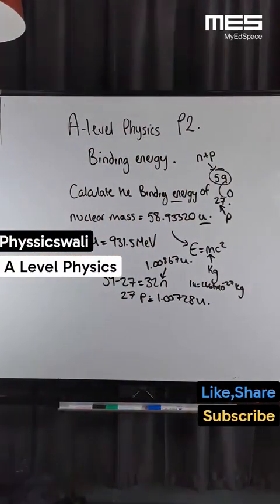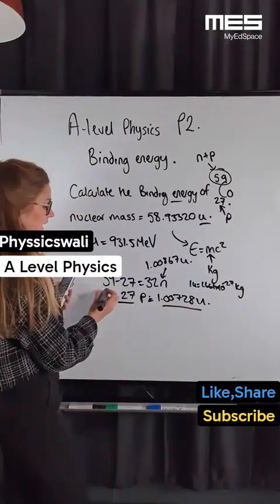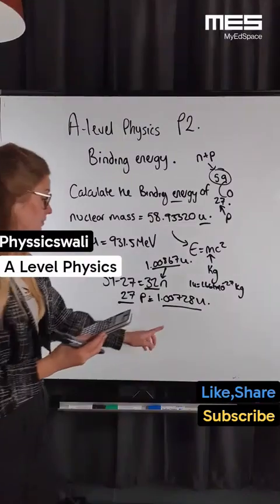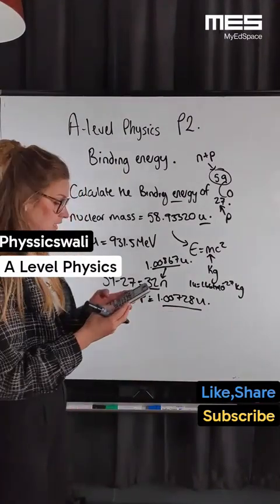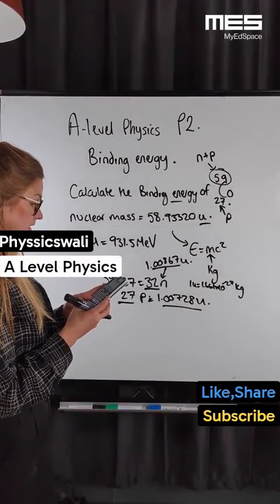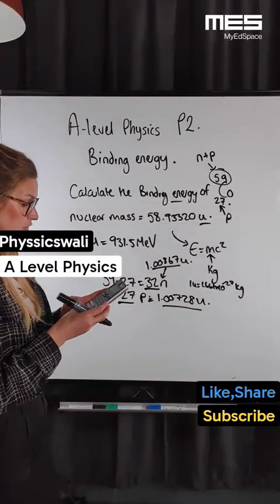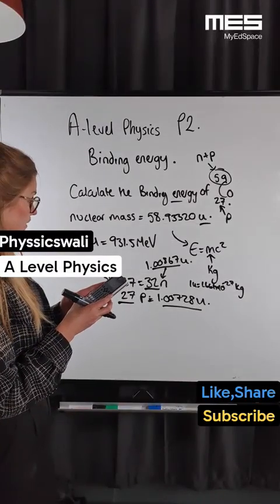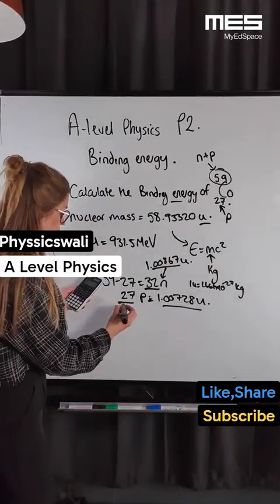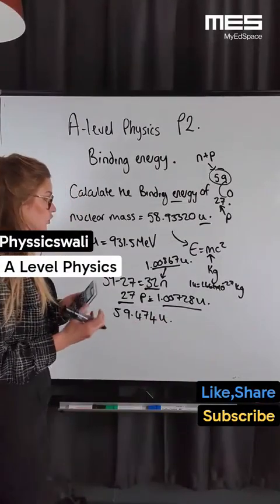Now for my total mass. I've got 27 protons and 32 neutrons, so I'm going to add that together. Be slow when you type this in because it's quite tedious. 1.00728, we multiply by 27 to get the total mass of protons. Then we add the neutrons, which is 32 times 1.00867. So the total mass of my nucleons was 59.474 U.